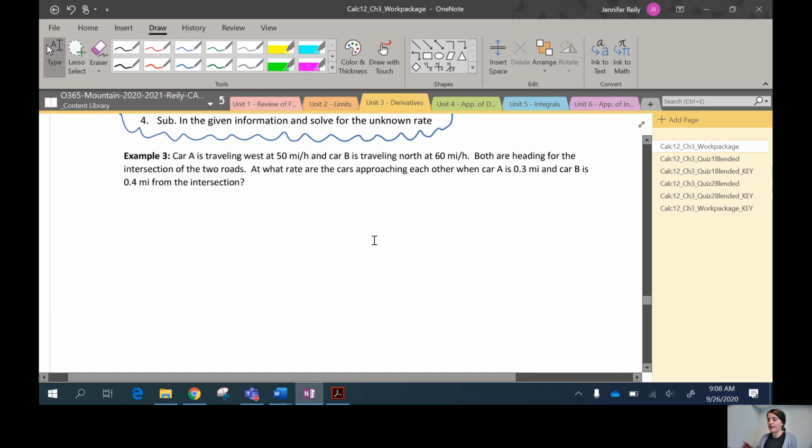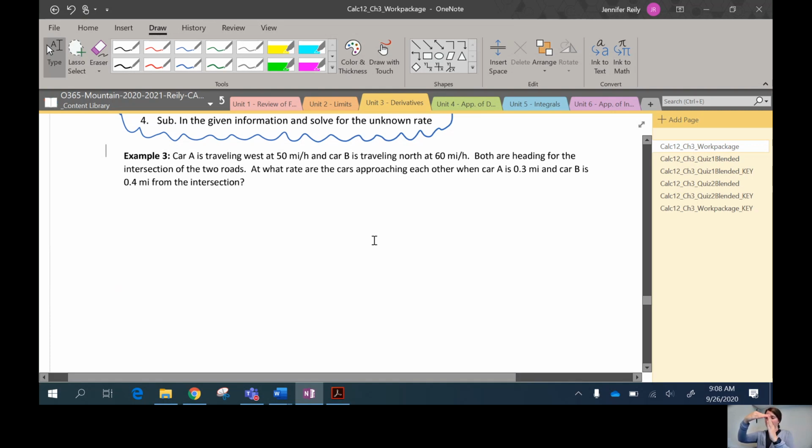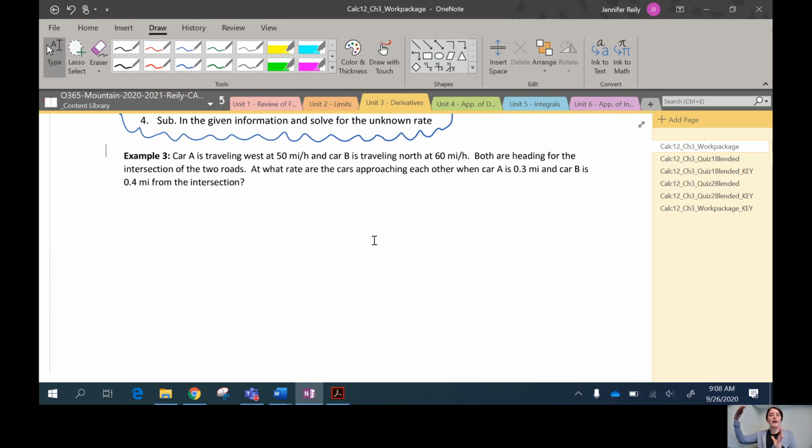Okay. This is another classic related rates question. Sometimes it's trains, sometimes it's boats or cars. In this case, it's cars. Okay, so car A is traveling west at 50 miles per hour and car B is traveling north. So they're coming together like this. Okay, both are heading towards an intersection. And then we need to find at what rate the cars are approaching one another. How fast are they getting closer? What's the rate of change of the distance between the cars?